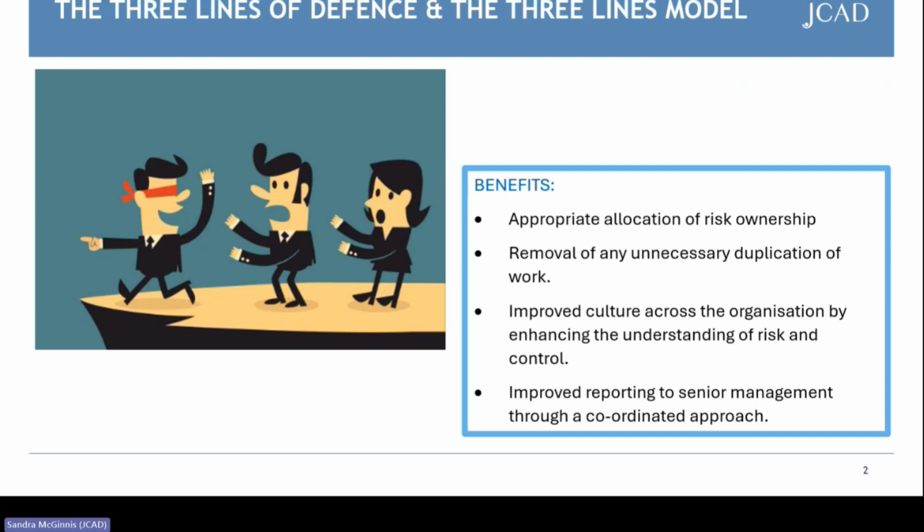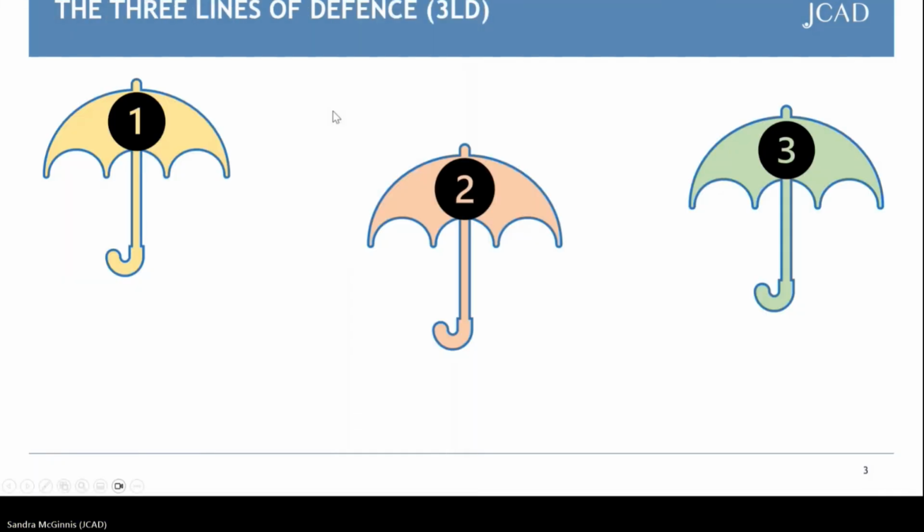So the implementation of the three lines model is not simple, but like most things, there are benefits to be had, such as better allocation of risk ownership, the removal of duplication of work. And when done properly, it should provide a better risk culture and improve that risk reporting. So these are the three lines in more detail.